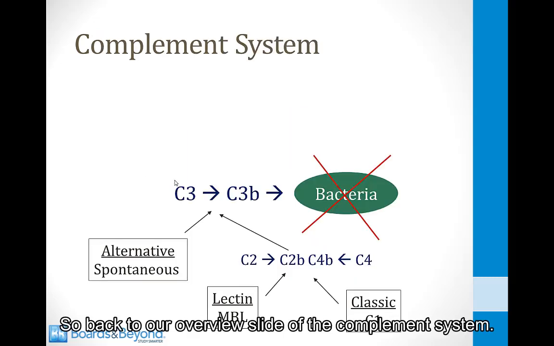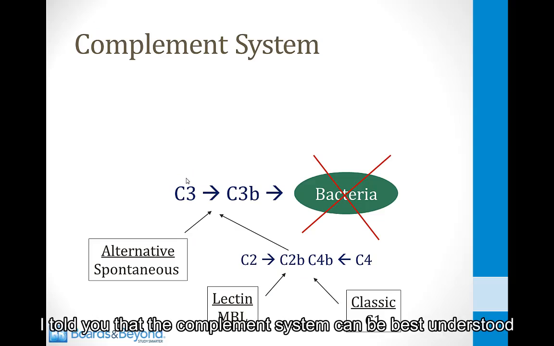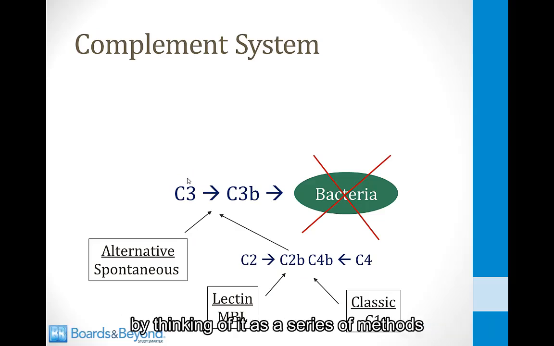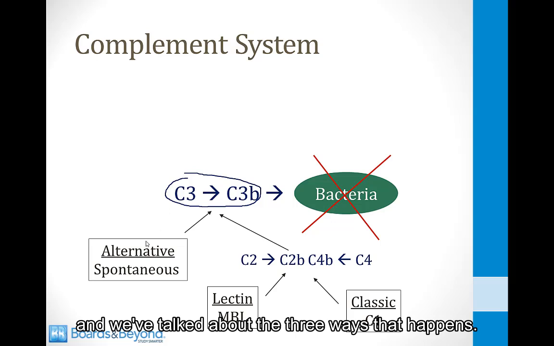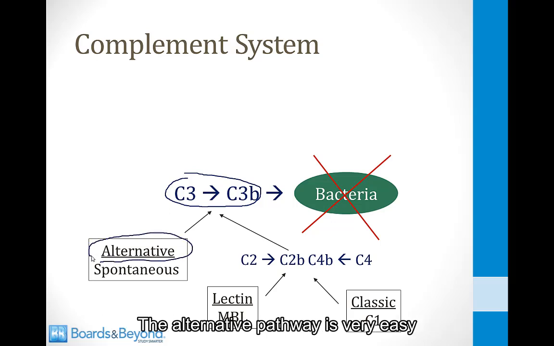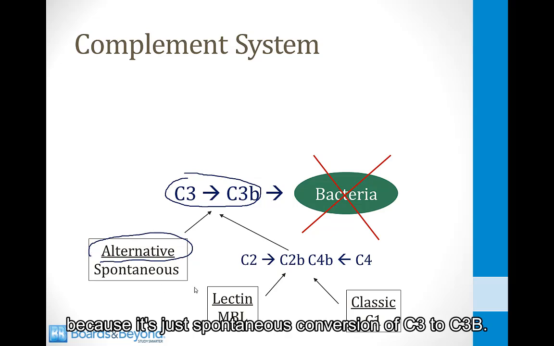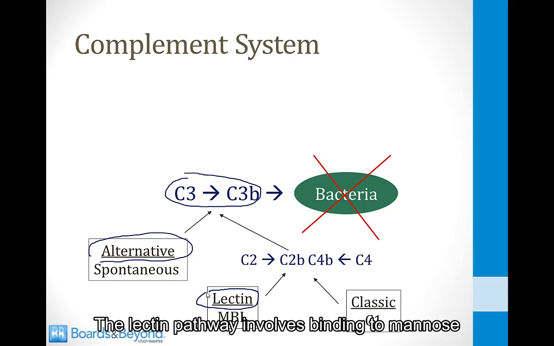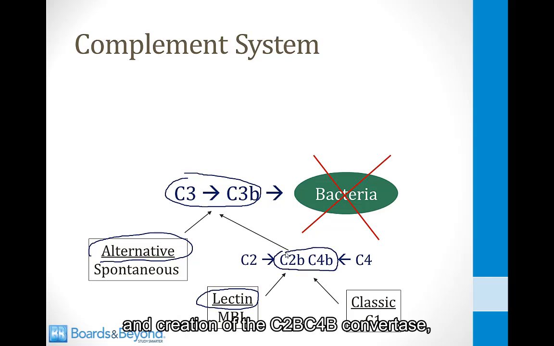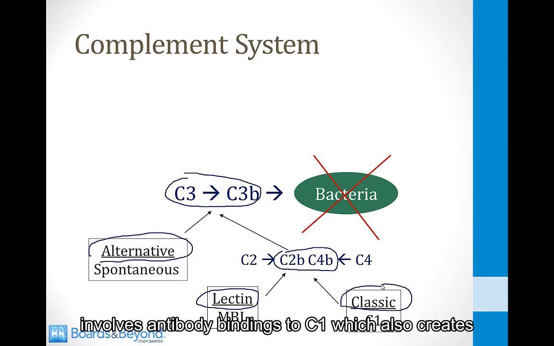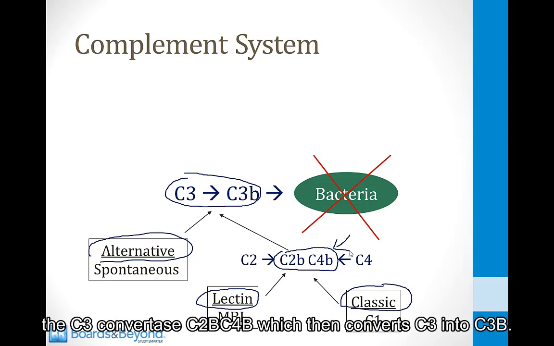So back to our overview slide of the complement system, I told you that the complement system can be best understood by thinking of it as a series of methods for converting C3 to C3b, and we've talked about the three ways that happens. The alternative pathway is very easy because it's just spontaneous conversion of C3 to C3b. The lectin pathway involves binding to mannose on the surface of microbes and creation of the C2b, C4b convertase, which then converts C3 into C3b. And then finally, the classic pathway involves antibody binding to C1, which also creates the C3 convertase C2b, C4b, which then converts C3 into C3b.